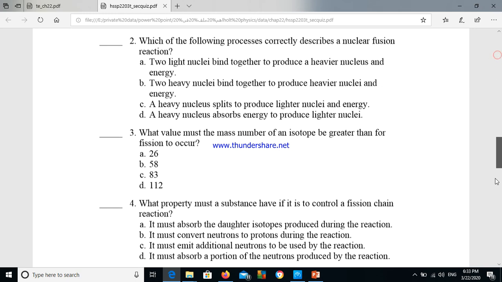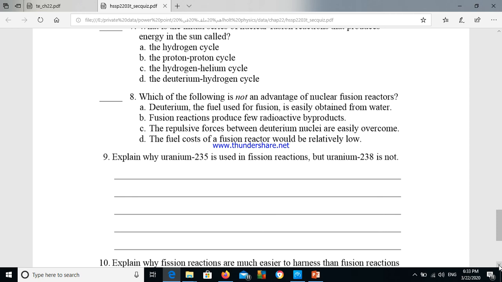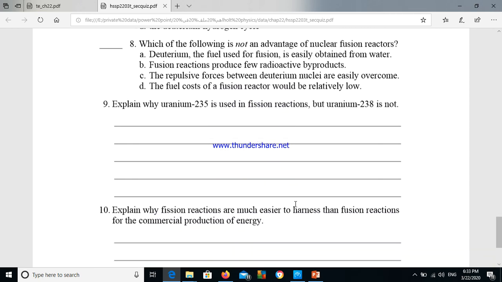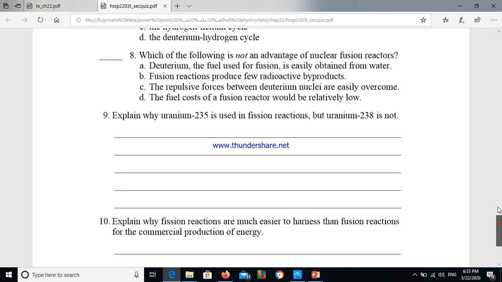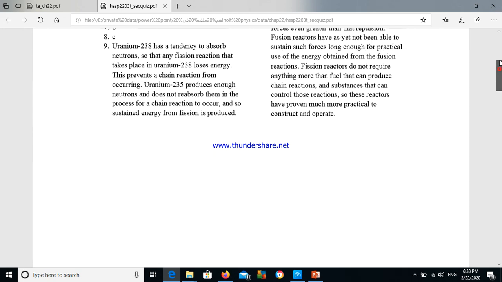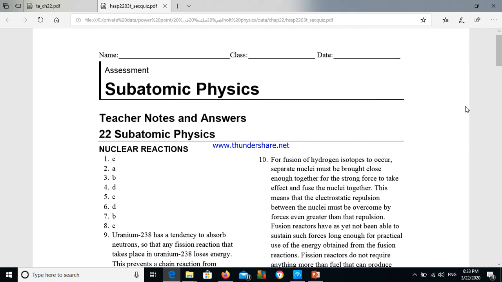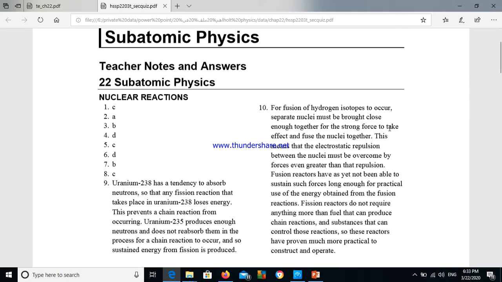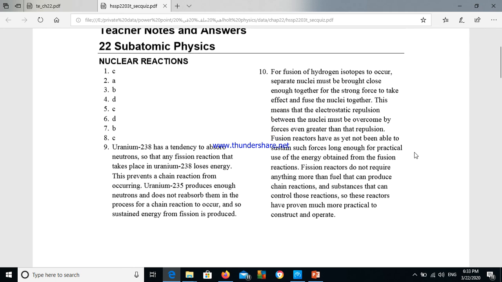The last question. Explain why fission reactions are much easier to harness than fusion reactions for the commercial production of energy. For fusion of hydrogen isotopes to occur, separate nuclei must be brought close enough together for the strong force to take effect and fuse the nuclei together.